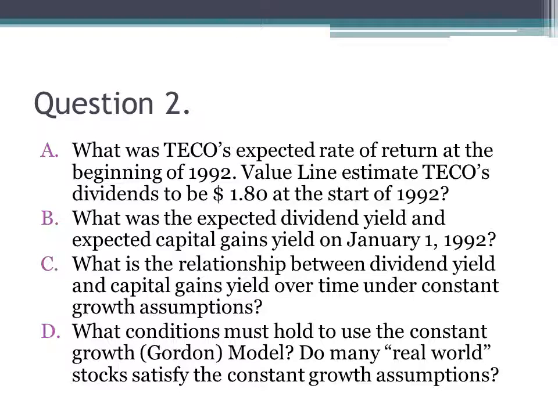Question 2 consisted of the following. What was TECO's expected rate of return at the beginning of 1992? Value Line estimated TECO's dividends to be $1.80 at the start of 1992. What was the expected dividend yield and expected capital gains yield on January 1st, 1992? What is the relationship between dividend yield and capital gains yield over time under constant growth assumptions? What conditions must hold to use the constant growth model? Do many real-world stocks satisfy the constant growth assumptions?